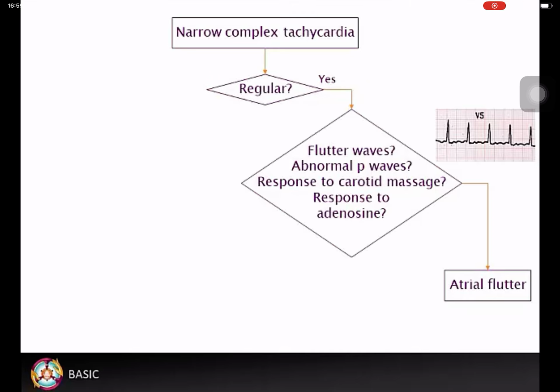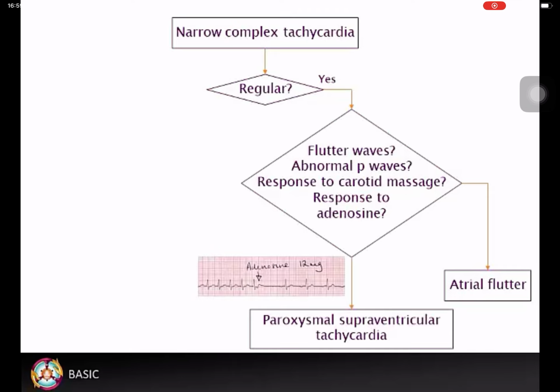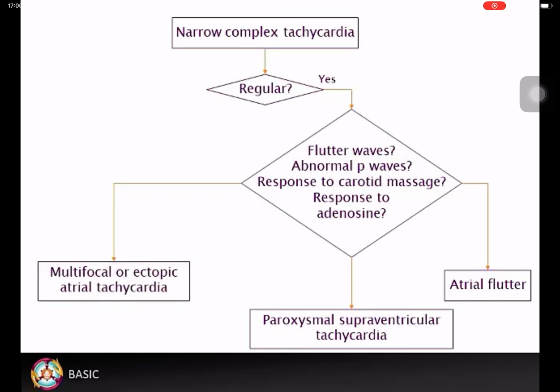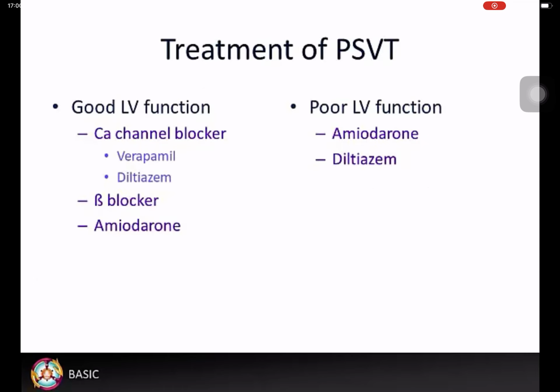The presence of flutter waves indicates atrial flutter. Termination of the arrhythmia by carotid sinus massage or adenosine indicates paroxysmal SVT, while the presence of abnormal P waves indicates multifocal or ectopic atrial tachycardia. Our patient has a paroxysmal SVT, and drug treatment will depend on LV function. Options for treating paroxysmal SVT in those with good or poor LV function are listed here.